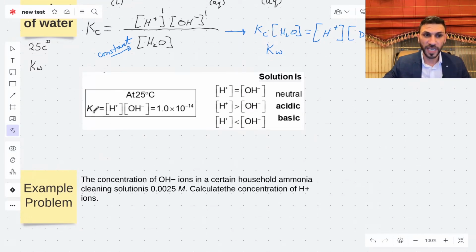Now, at 25, Kw equals 1 times 10 to the power of negative 14. That means at 25, if H positive equals OH negative, the solution is neutral. It's not acidic, it's not basic. But when the concentration of H positive is greater than the concentration of OH negative, it's going to be acidic, because we have more H positive. And when the concentration of hydrogen ion is less than the concentration of hydroxide ion, then the solution should be basic.